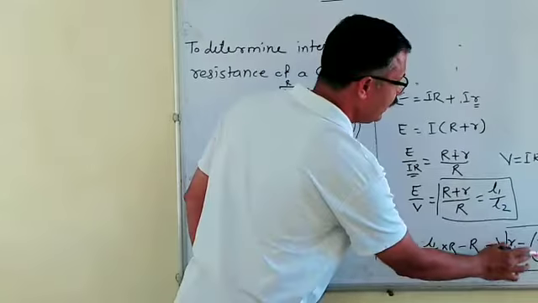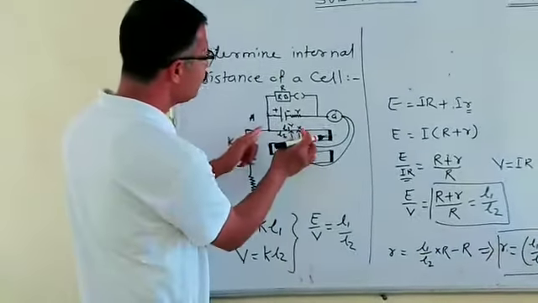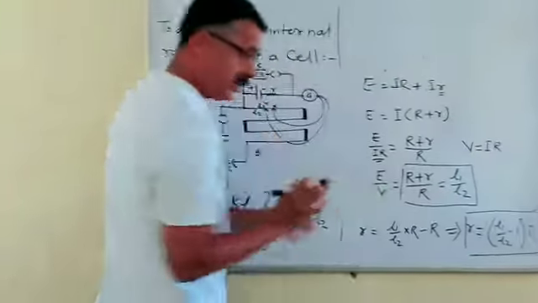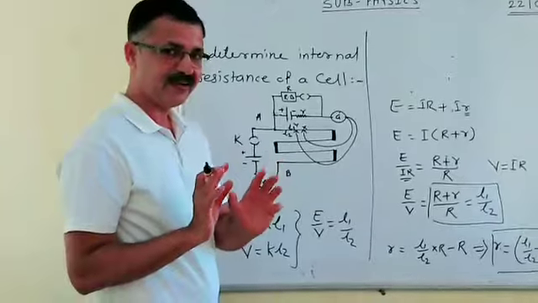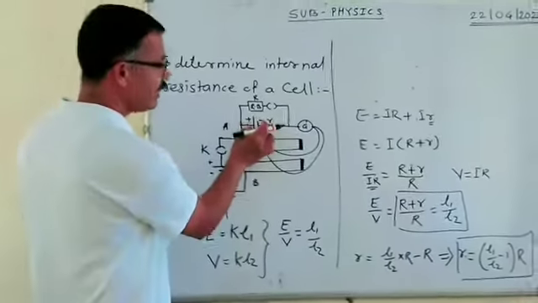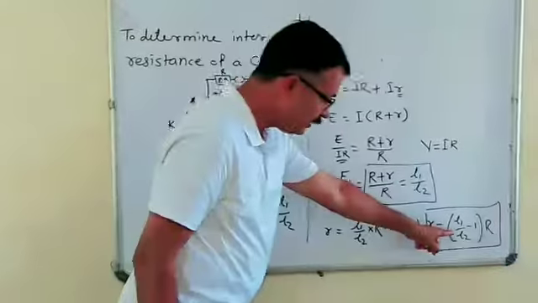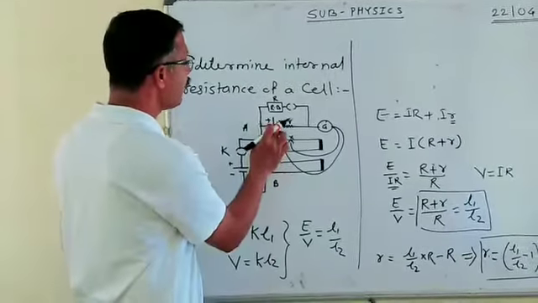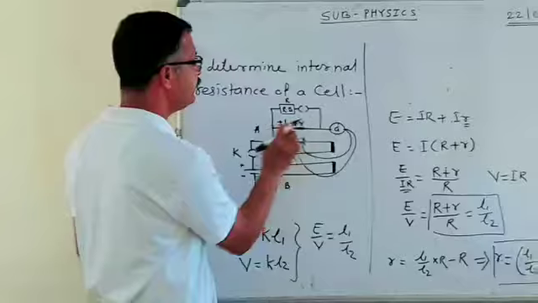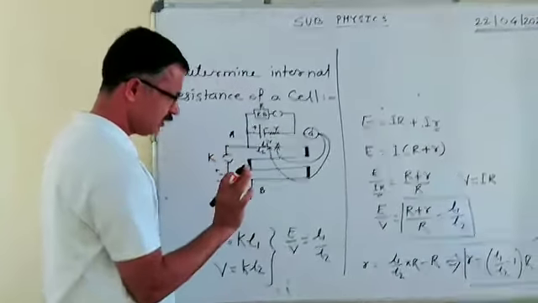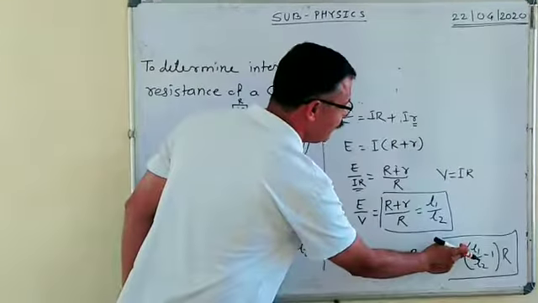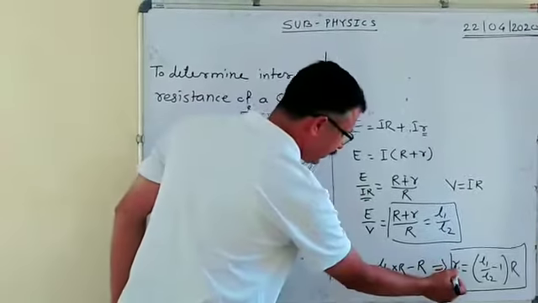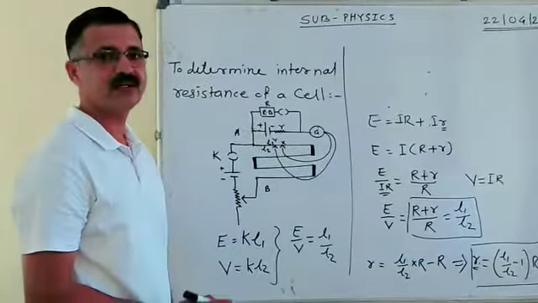Here L1 and L2 are the values of the length of the wire. L1 means the length of the wire when no current is drawn through the circuit. L2 is the length of that portion of the wire when the current is drawn through this resistor. Hence, experimentally, if we know the values of L1, L2 and R, we are able to determine the internal resistance r.